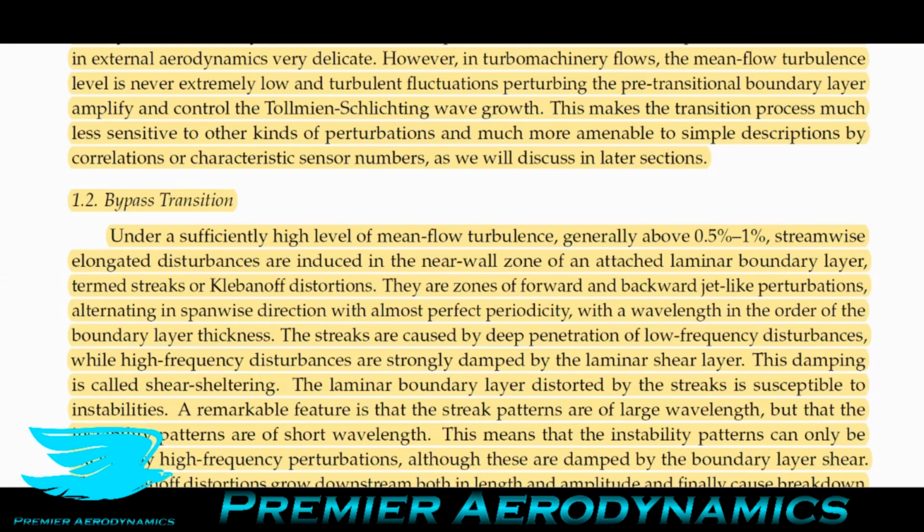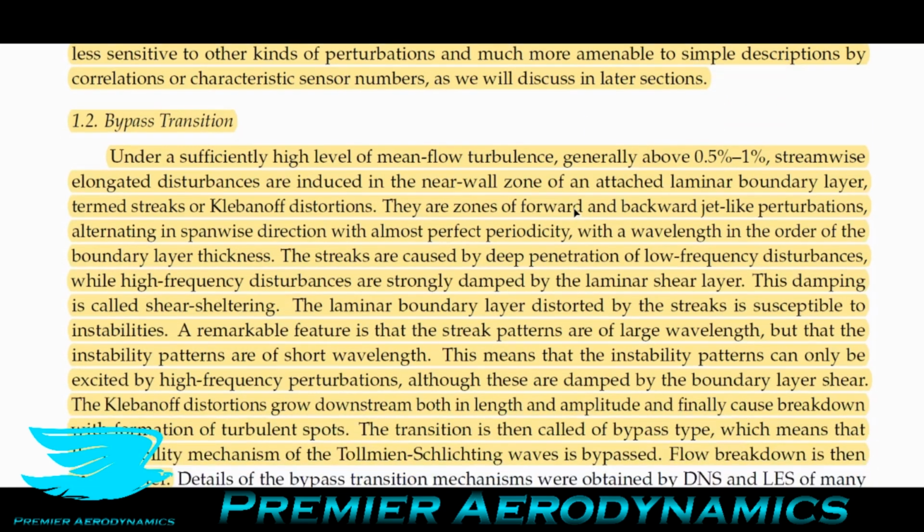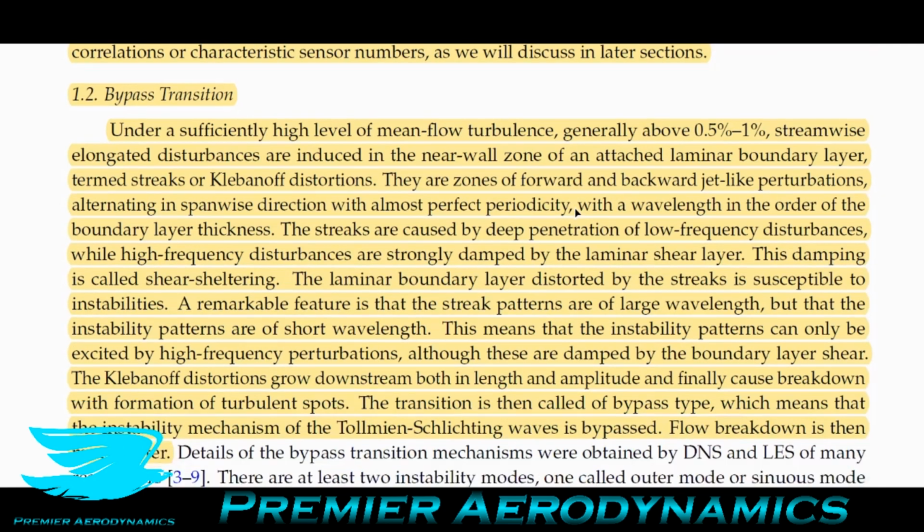These are zones of forward and backward jet-like perturbations, alternating in spanwise directions with almost perfect periodicity, with a wavelength on the order of the boundary layer thickness. The streaks are caused by deep penetrations of low-frequency disturbances, while high-frequency disturbances are strongly damped by the laminar shear layer. This damping is called shear sheltering. The laminar boundary layer, distorted by the streaks, is susceptible to instabilities. A remarkable feature is that the streak patterns are of a large wavelength, but the instability patterns are of a short wavelength. This means that the instability pattern can only be excited by high-frequency perturbations.